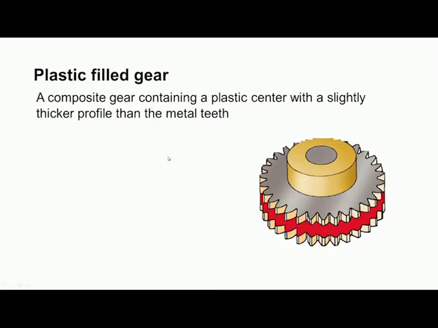So, we have composite gears, a composite gear containing a plastic center. At the center we have a plastic material and on either side we have metallic material. Plastic center with a slightly thicker profile than the metal teeth. So, the thickness of plastic teeth is slightly more when compared to the tooth thickness of the metal part. So, this also will help in reducing the friction and backlash.